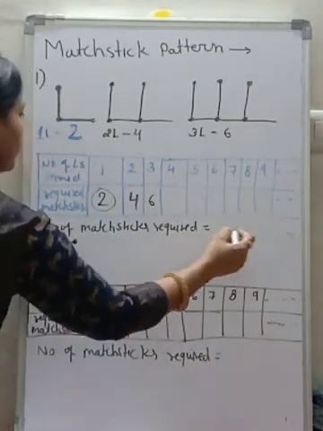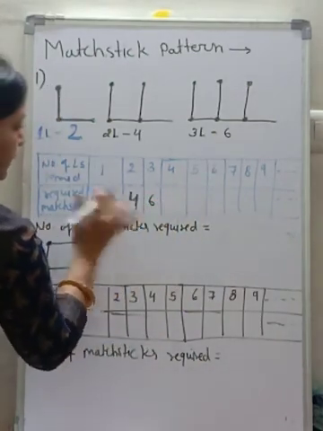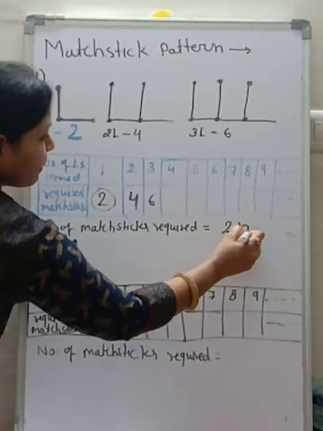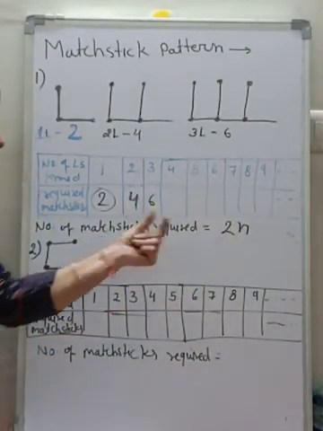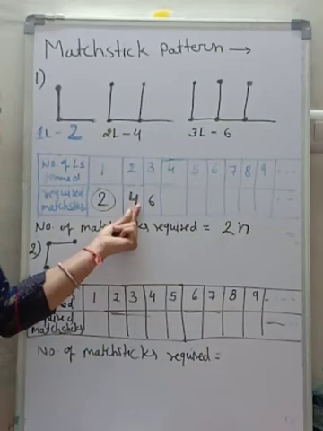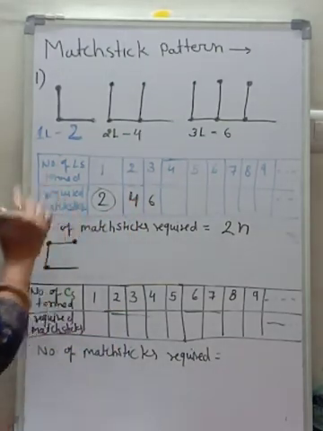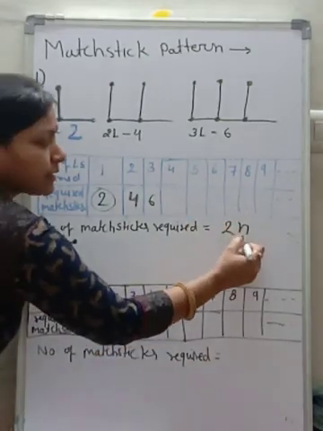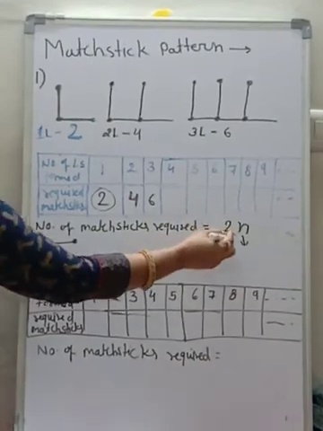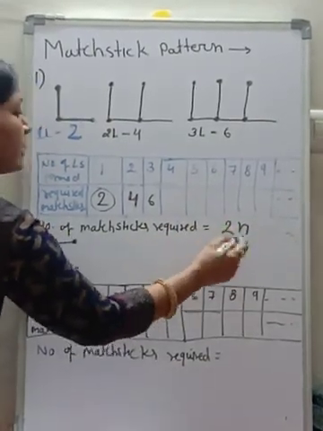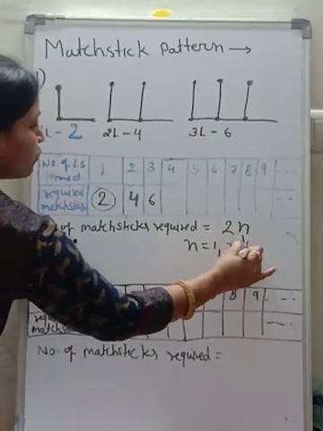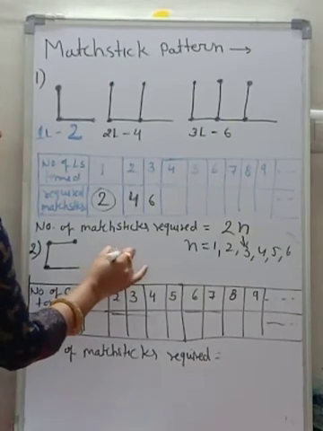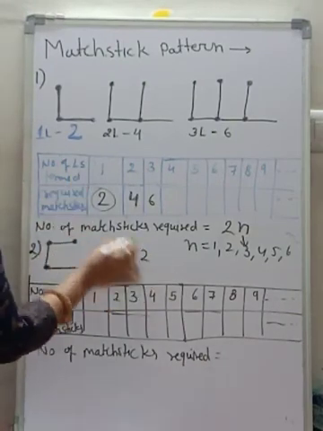So each value is double, and the formula is 2n: the number of matchsticks required is the number of L's multiplied by 2. Here n is the variable, and it changes its values: n equals 1, 2, 3, 4, 5, 6 and so on. Put the values: 2 into 1 is 2, required for 1 L.